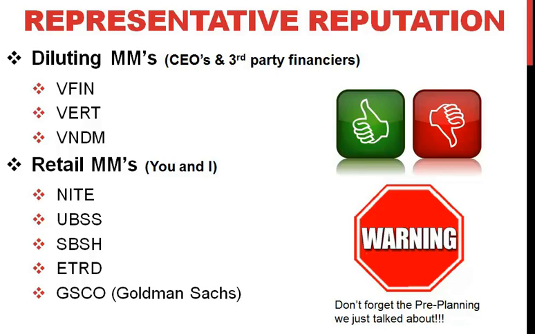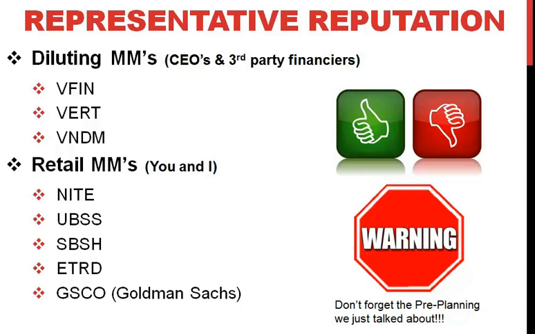Knight, UBSS, SBSH, E-Trade, GSCO. That's always a good one to keep in mind for you big board traders because that is Goldman Sachs. And like I said, at the time of this recording, they are the king of the mountain, and they have been king of the mountain for quite a while. But that's always an interesting one to keep in mind from their side of things. And just don't forget about the pre-planning. I'm not going to cover that anymore. They change, so just keep that warning in mind.